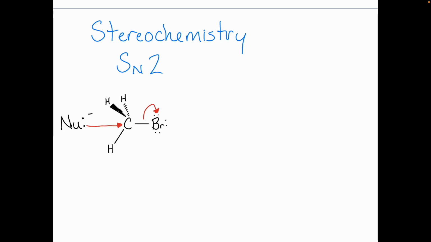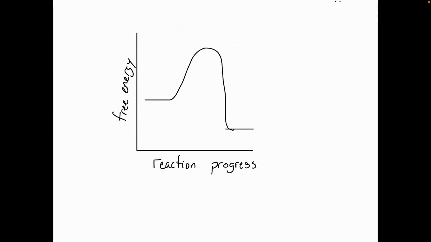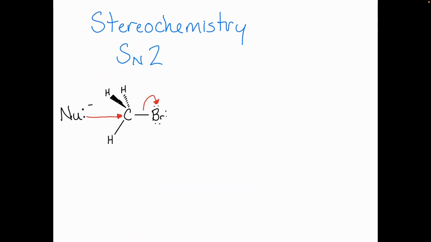We said that this free energy diagram just has one hump, right? What do we call the very tippy top of these humps? The transition state. And remember, those are those weird bond half-broken, half-formed states. So let's take a look here at our transition state.